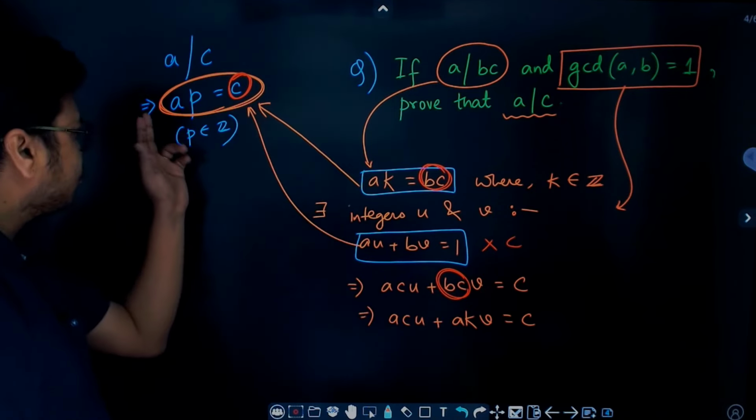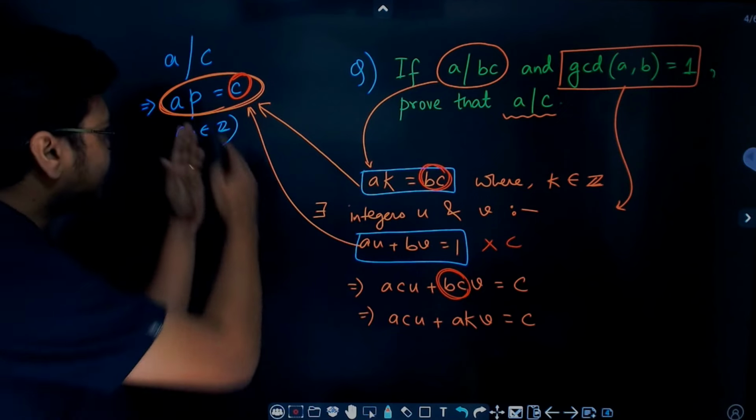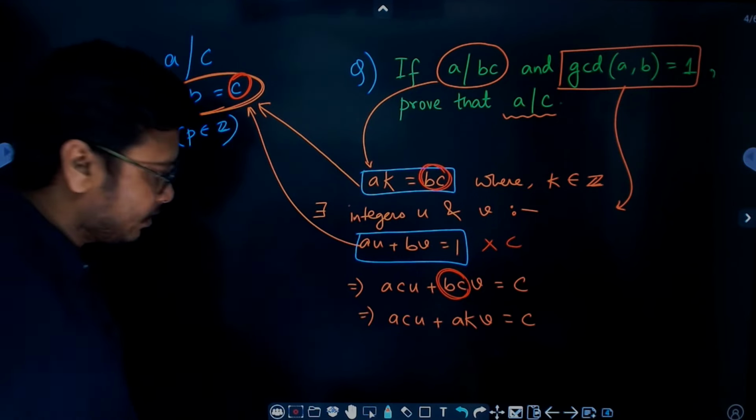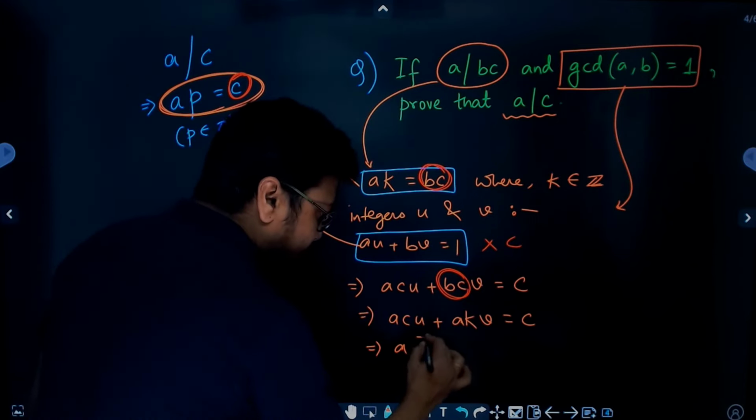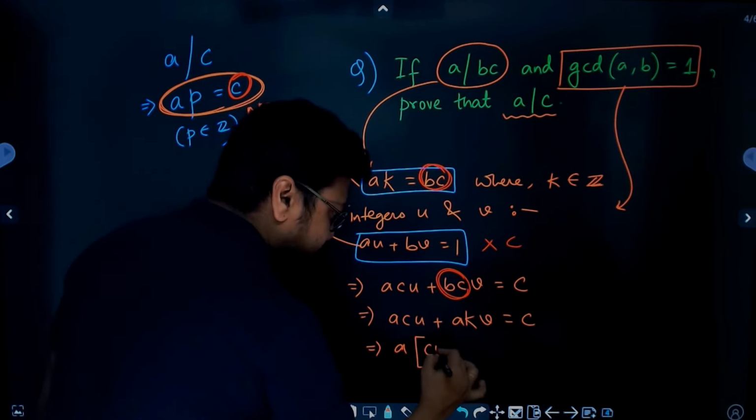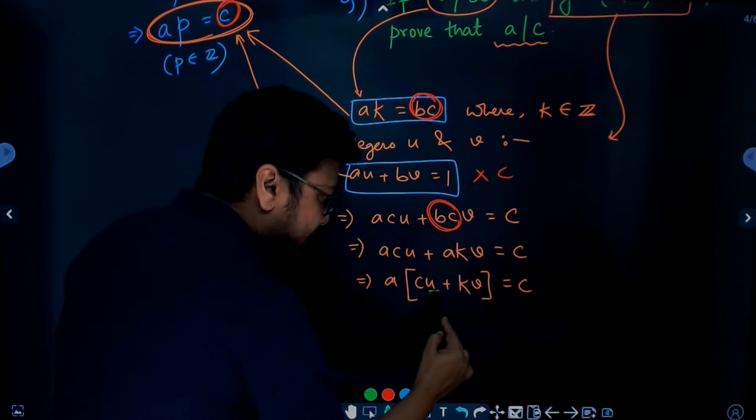Now my target is to show A times some integer. That means I need to take A completely common. So if I take A common here, I have A times (CU plus KV) is equal to C. What I want is A times some integer is equal to C. So have I already got that? Yes, I have got that, because CU plus KV is an integer.